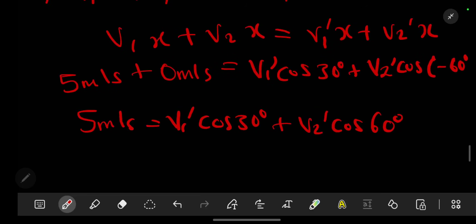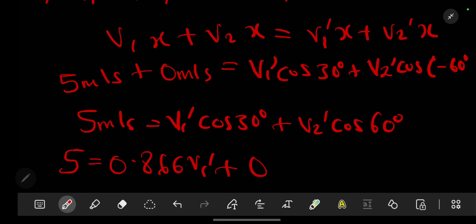This gives us a value of 5 should be equal to the cosine of 30 degrees, which is 0.866 v1 cap plus our v2 will be equal to the cosine of 60, which is equal to half. So we are going to say 0.5 v2 cap, like that.